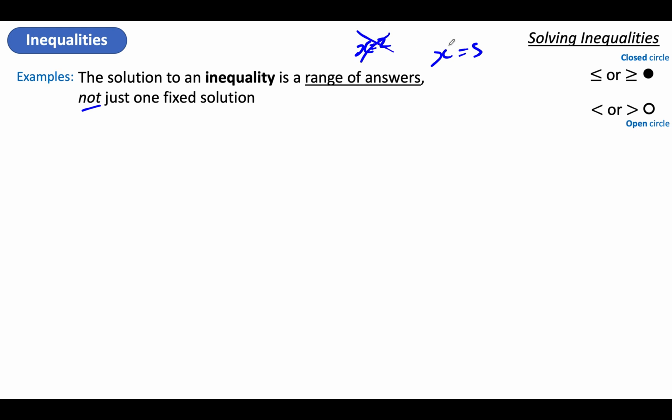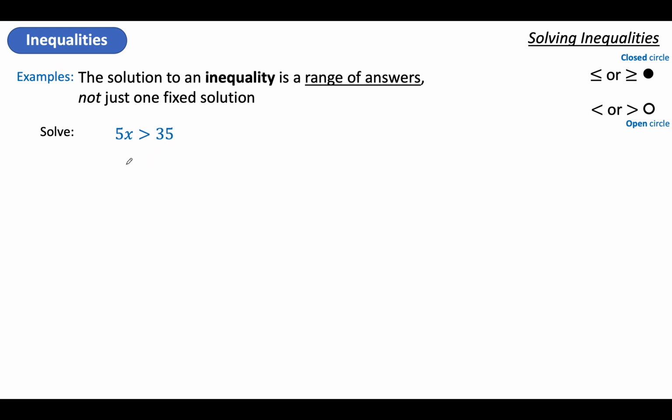So before, I might have had an answer like x equals 2 or x equals 5, but now I'm going to have a range of answers. I'm not going to have these sort of things. I'm going to have something like x is less than 5, so literally any number less than 5, or x is greater than or equal to 2, so that would be 2, or anything above 2 would be an answer to it. And so here's a first one. So we got 5x is greater than 35.